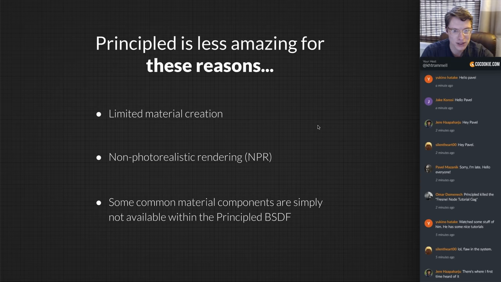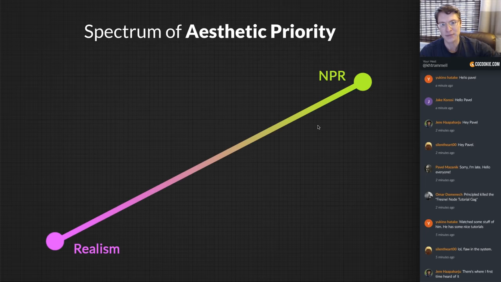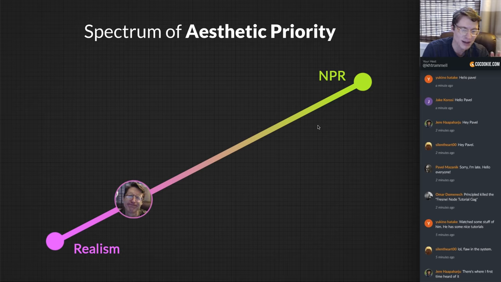So those are three situations where principled is less useful. And speaking of that spectrum, I'm calling this the spectrum of aesthetic priority. You have your realism and you have NPR, and maybe you can put yourself somewhere if you're not fully realism or fully NPR like me. You're somewhere in the middle, and I put myself right about here.